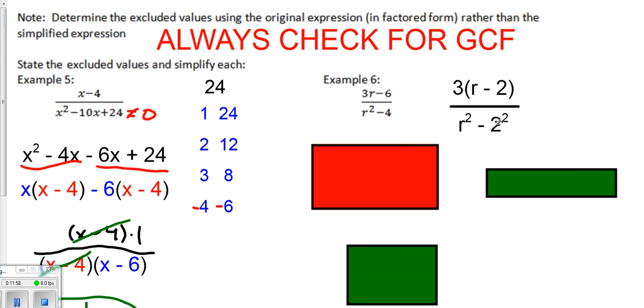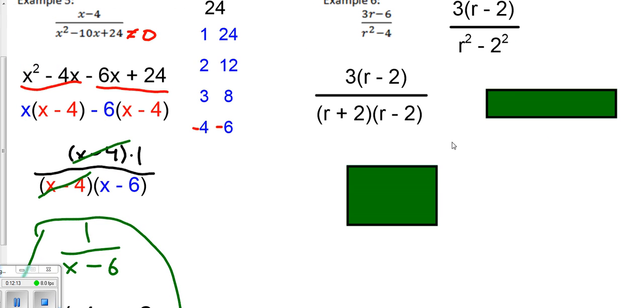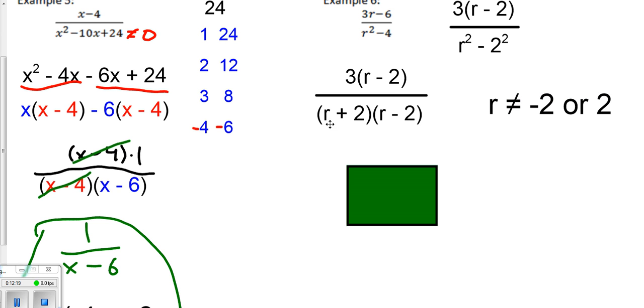Remember, when you can write something as a difference of squares, r to the 2 minus 2 to the 2, you can rewrite it as r plus 2, r minus 2. Those would be our factors of a difference of squares. Now, using this bottom piece, the excluded values would be r cannot be negative 2, r cannot be positive 2. So here are our excluded values.